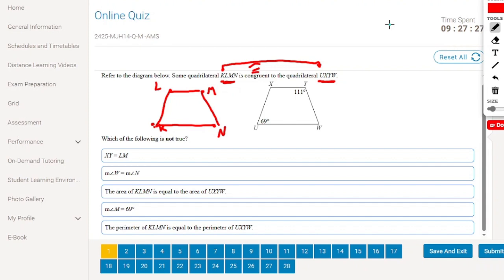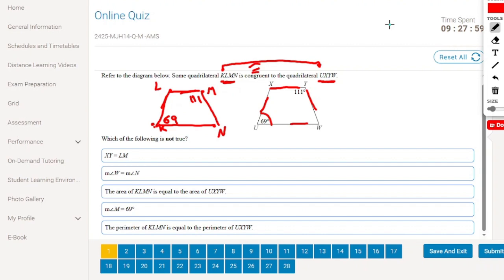So that means that angle U will be equal to angle K, so it will be 69. And angle M will be equal to angle Y, which will be 111. And all the sides in this quadrilateral UXYW will be the same in the quadrilateral KLMN. So here, let's see the question now.